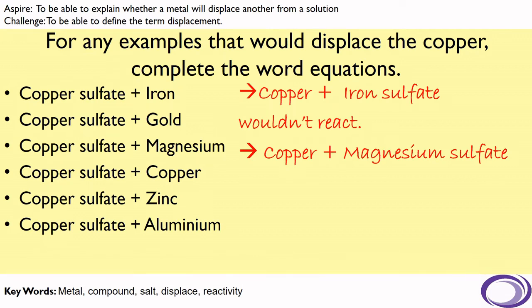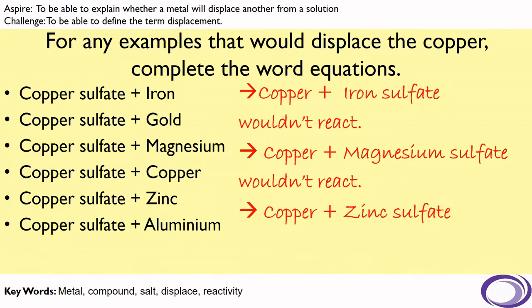And copper and copper are both copper, so there's no difference in reactivity, so we would not see a reaction there. Zinc is more reactive than copper, so this would form copper and zinc sulfate. And aluminium is also more reactive than copper, so this would form copper and aluminium sulfate.